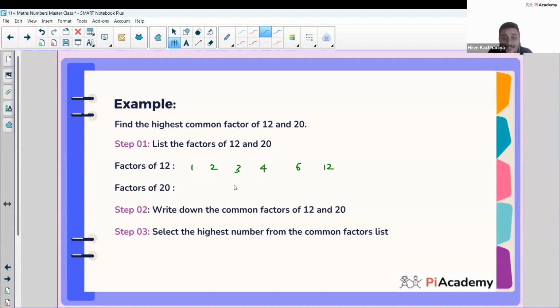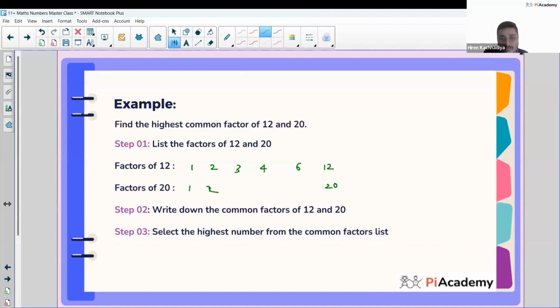Yes, Isabel, next one is you are going to tell me factors of 20. So they're 1 and 20, 2 and 10, 4 and 5. Yes, perfect. This much only, right?